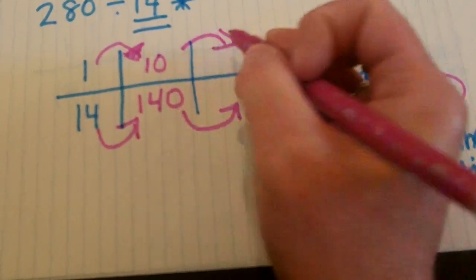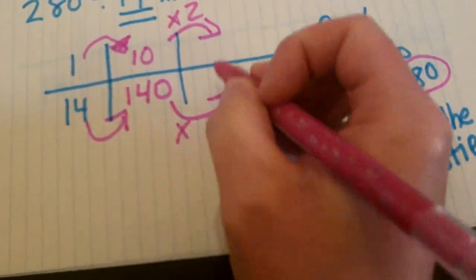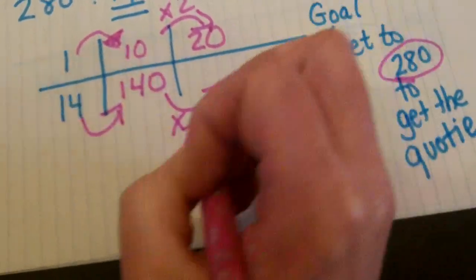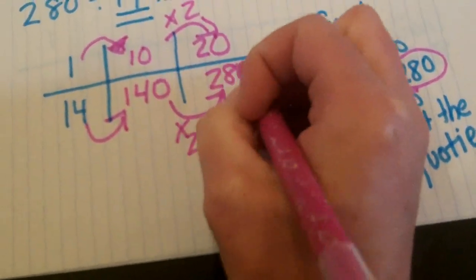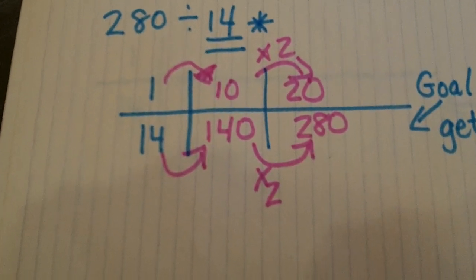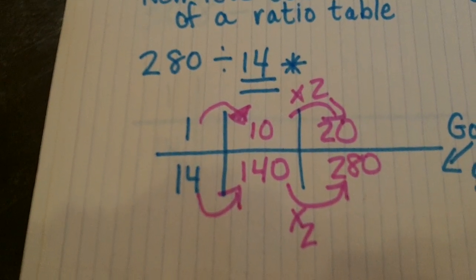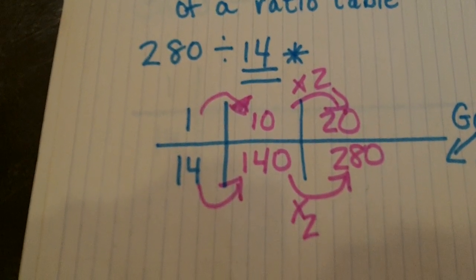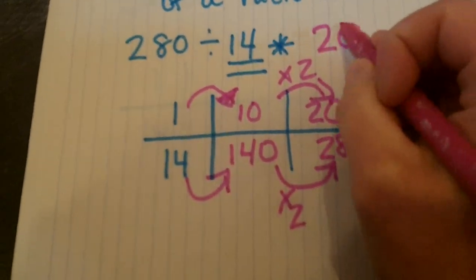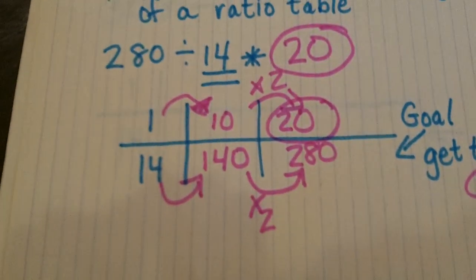Let's see if I jump, and let's see if I multiply this by 2 and I get to 20, I'm at 280. Wow, that worked perfectly in my favor. So I know that my answer to 280 divided by 14 would give me a quotient of 20, which is right there.